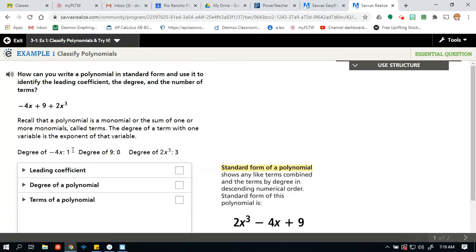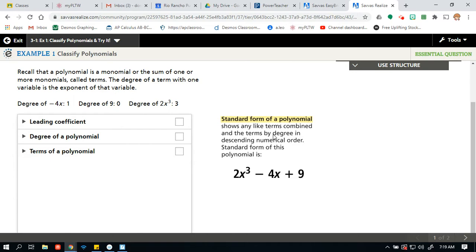And let's see the solution from the book. All right, so the standard form, 2x cubed minus 4x plus 9, and the standard form of a polynomial shows any like terms combined and the terms by degree in descending numeric order. So again, if I had a 2x cubed and a 4x cubed, I would combine those to make a 6x cubed, but in this case we don't have anything to combine, so it's going to be 2x cubed.